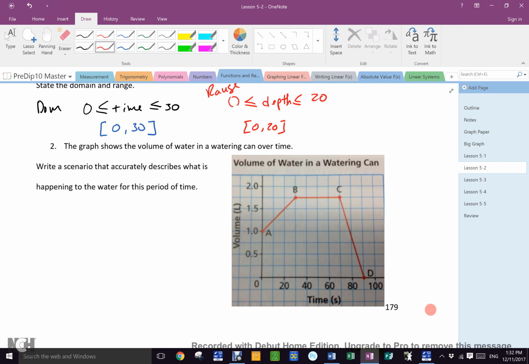I'm going to turn my light off. No, I'm not. I'm just going to do this.